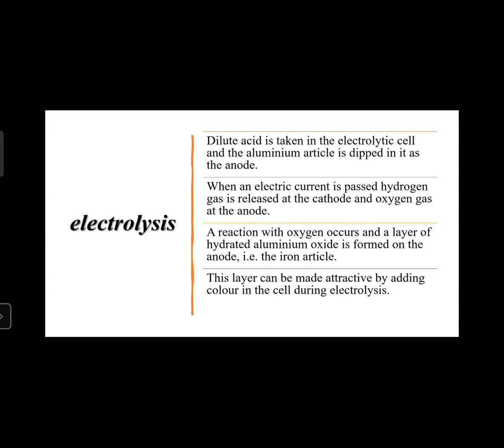That is, we have kept the aluminum article as an anode, so that layer will be formed on that article. This layer can be made attractive by adding different colors in that cell during the electrolysis process.